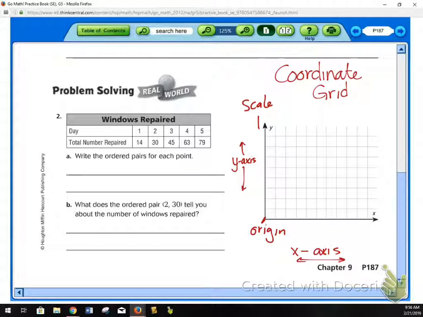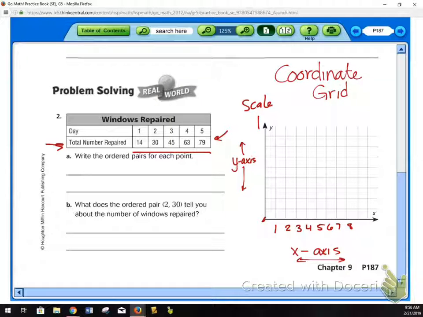Okay? So, this number here is our x-axis, our day. So looking at those numbers, it makes sense to do a normal one box, one number scale. So I'm just going to do 1, 2, 3, 4, 5, and so on. Now looking at the total number repaired, my scale probably needs to be different, because I will not fit 79 numbers on this scale, on the y-axis.